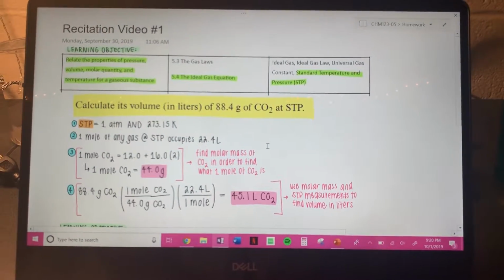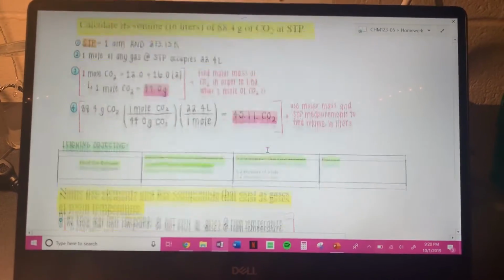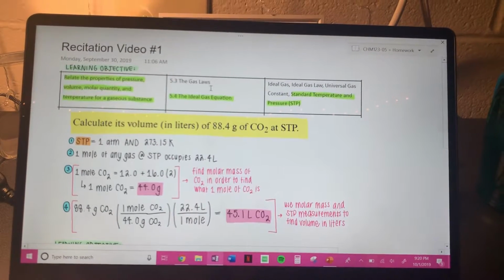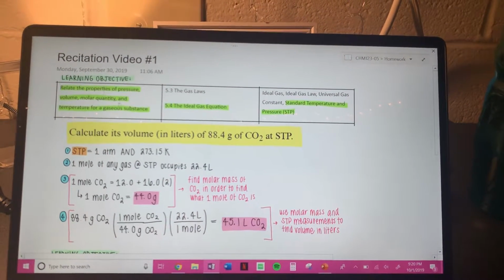Hi, my name is Jill Torrey, and today we're going to be covering these two problems from Chapter 5 in our textbook. The first one is from Section 5.4, and it covers this learning objective right here.